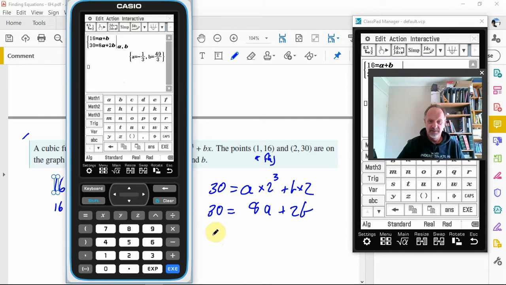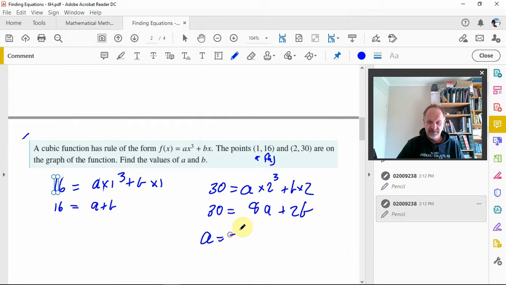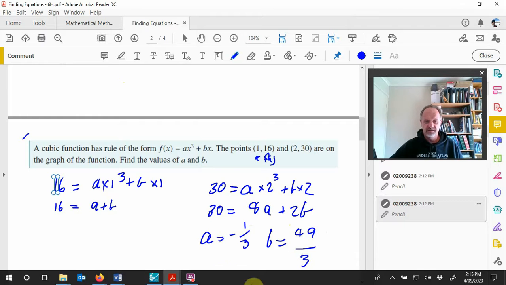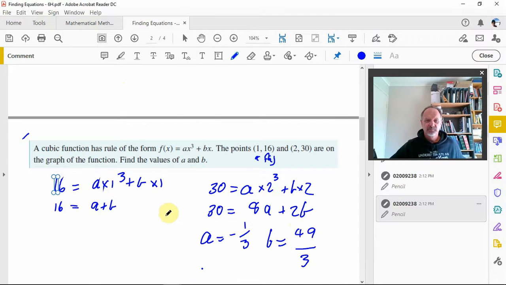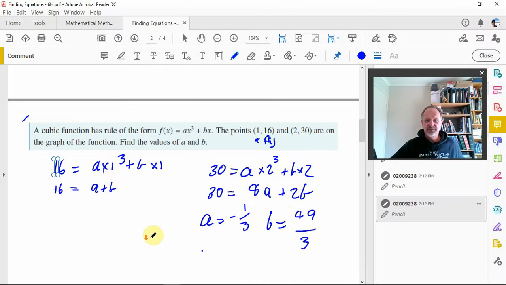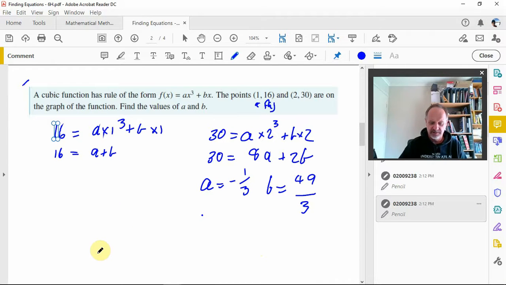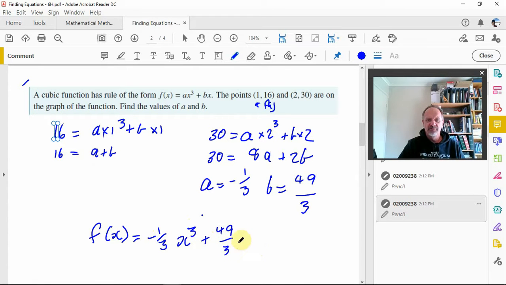So A was negative 1/3, and B was 49 on 3. Let's just check, make sure I've got that right. Yep. All right, so we've found the values of A and B. There it is. So if we were to write that out in equation form, we'd go f(x) equals negative 1/3 x cubed plus 49 on 3 x.